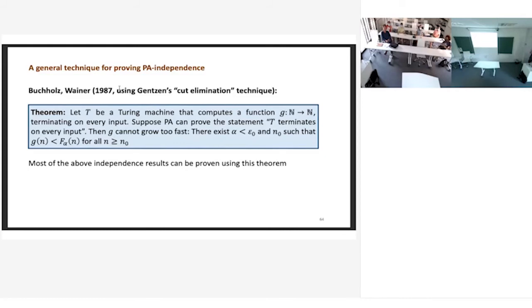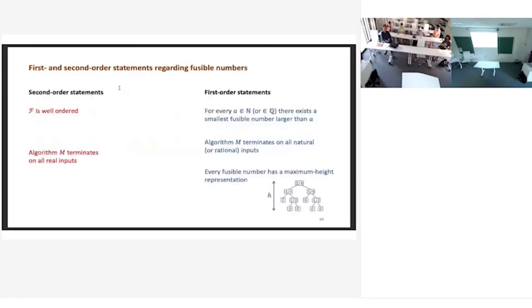So this is a general technique for proving that things are unprovable in Peano arithmetic, and with this tool, you can prove the Paris-Harrington and the hydras, everything you can prove with this. They all have the same technique.